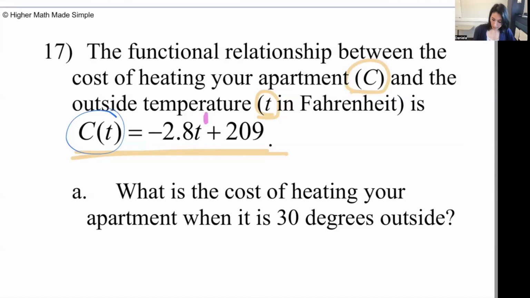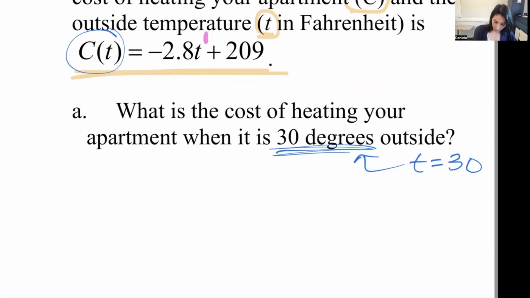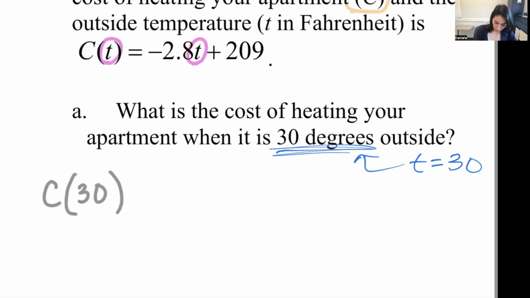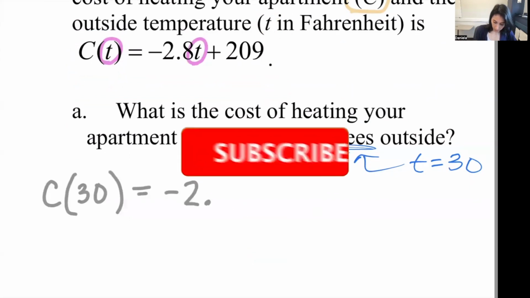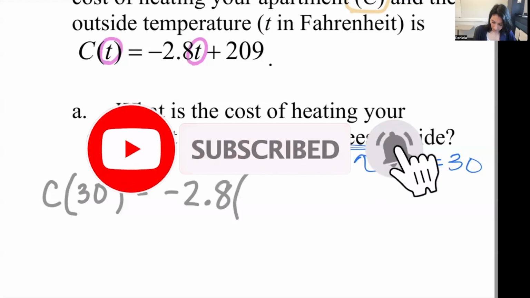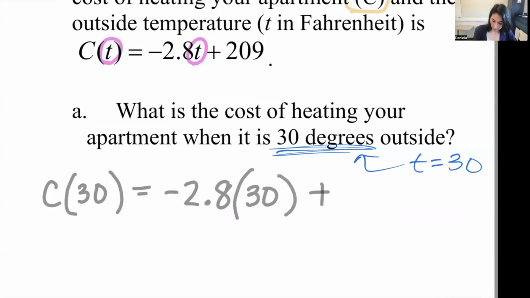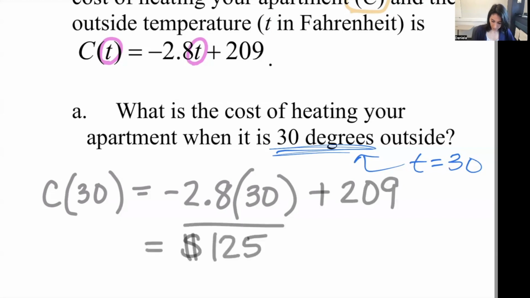Well, if you read carefully, degrees, right? It tells us it's going to be T. So you are just plugging in 30 in the T spot. If I substitute it, where I see a T, I'm going to put 30. So that's going to look like C of 30, which just means a substitution. I'm going to multiply negative 2.8 times 30 degrees, and then take that answer and add it to 209. And so that cost is going to be $125.